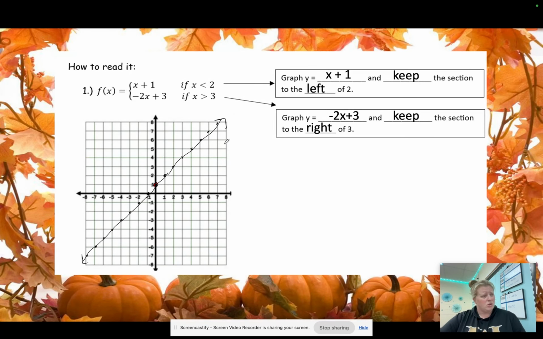A lot of kids are really confused on what that means. You're going to go to 2 on the x-axis. You're just going to go up until you find your line. Now, you see how this is not underlined? That means we want an open dot at 2. So you want to draw an open dot, and you just want to trace to the left of that. So you want to head towards the left.